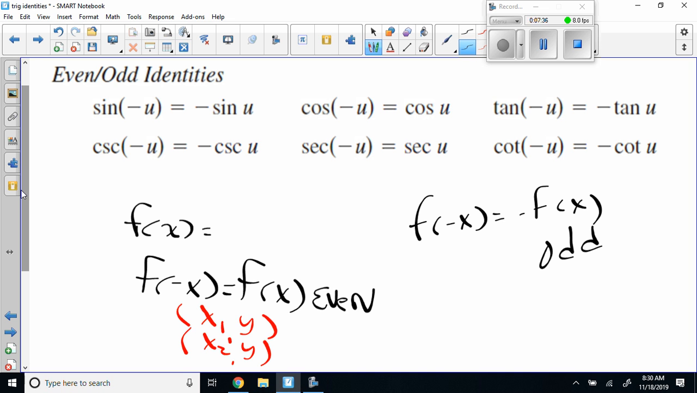X1 and X2 give out the same y's. I mean, look at it. X and negative x. So X1, X2. Basically, a quadratic, if its vertex is at the origin or on the y-axis, then it's an even function. Right?